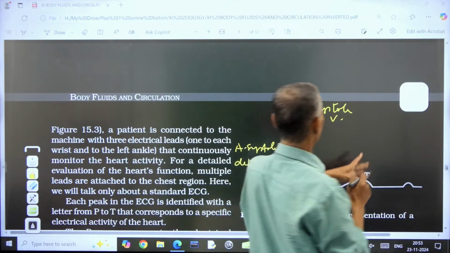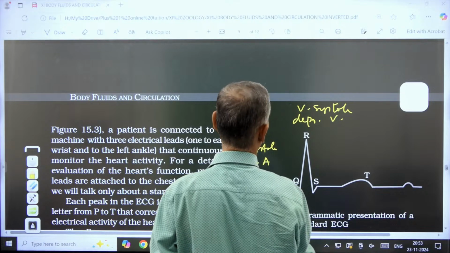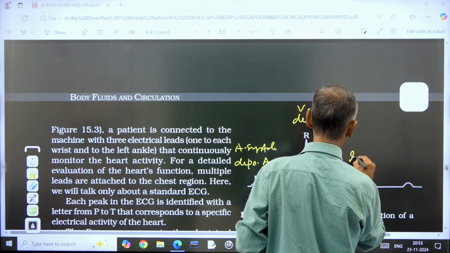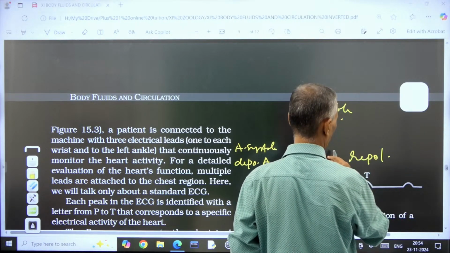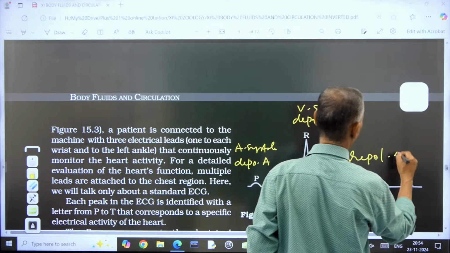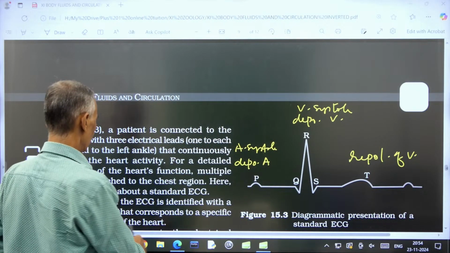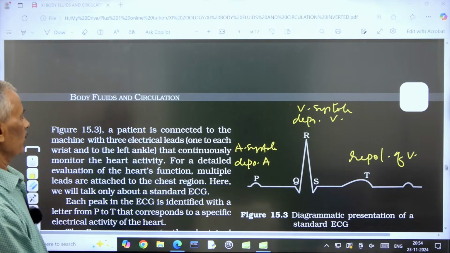Then the T marks the last part. This is the coming back. That is called repolarization. Coming back to normal. They are all polarized again in the ventricle. T wave represents the repolarization of the ventricle.